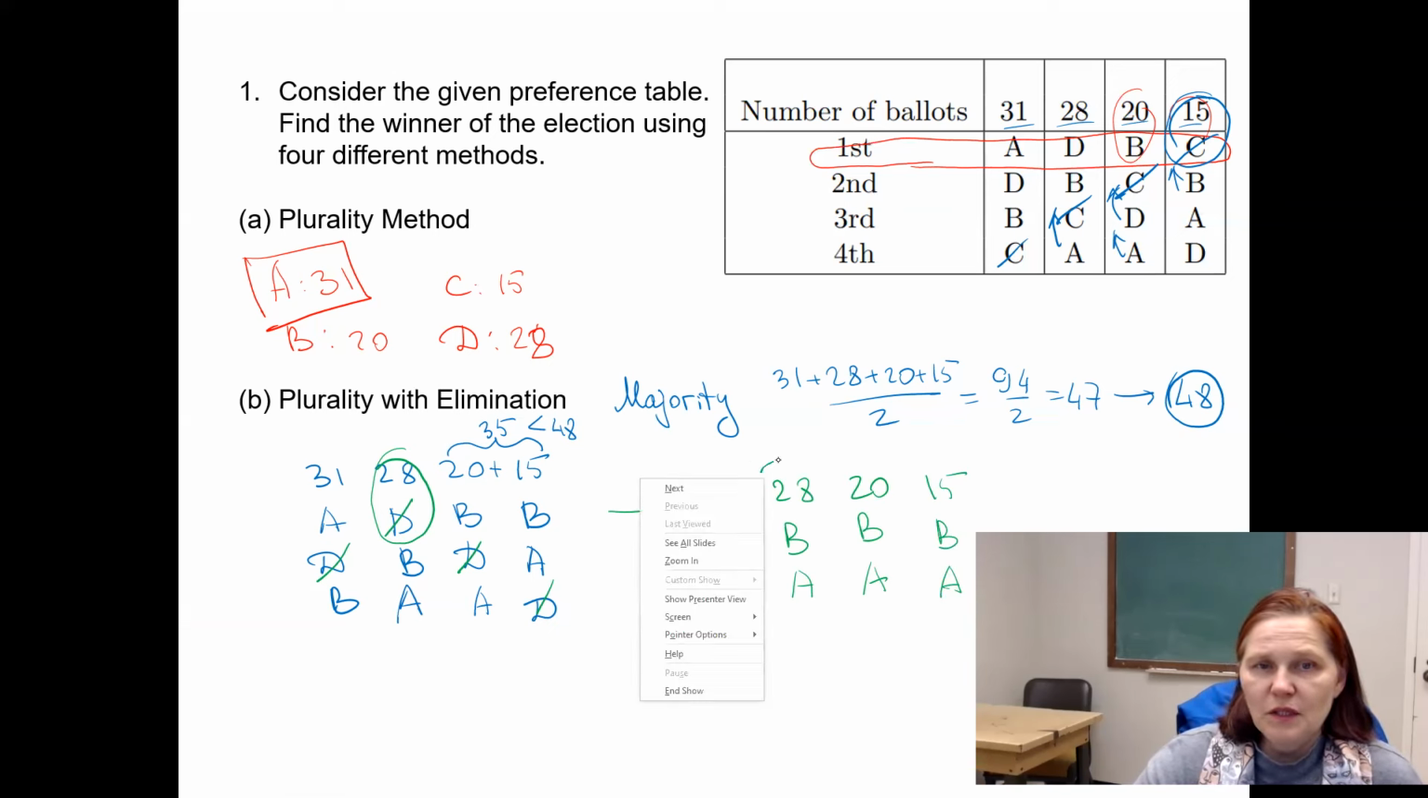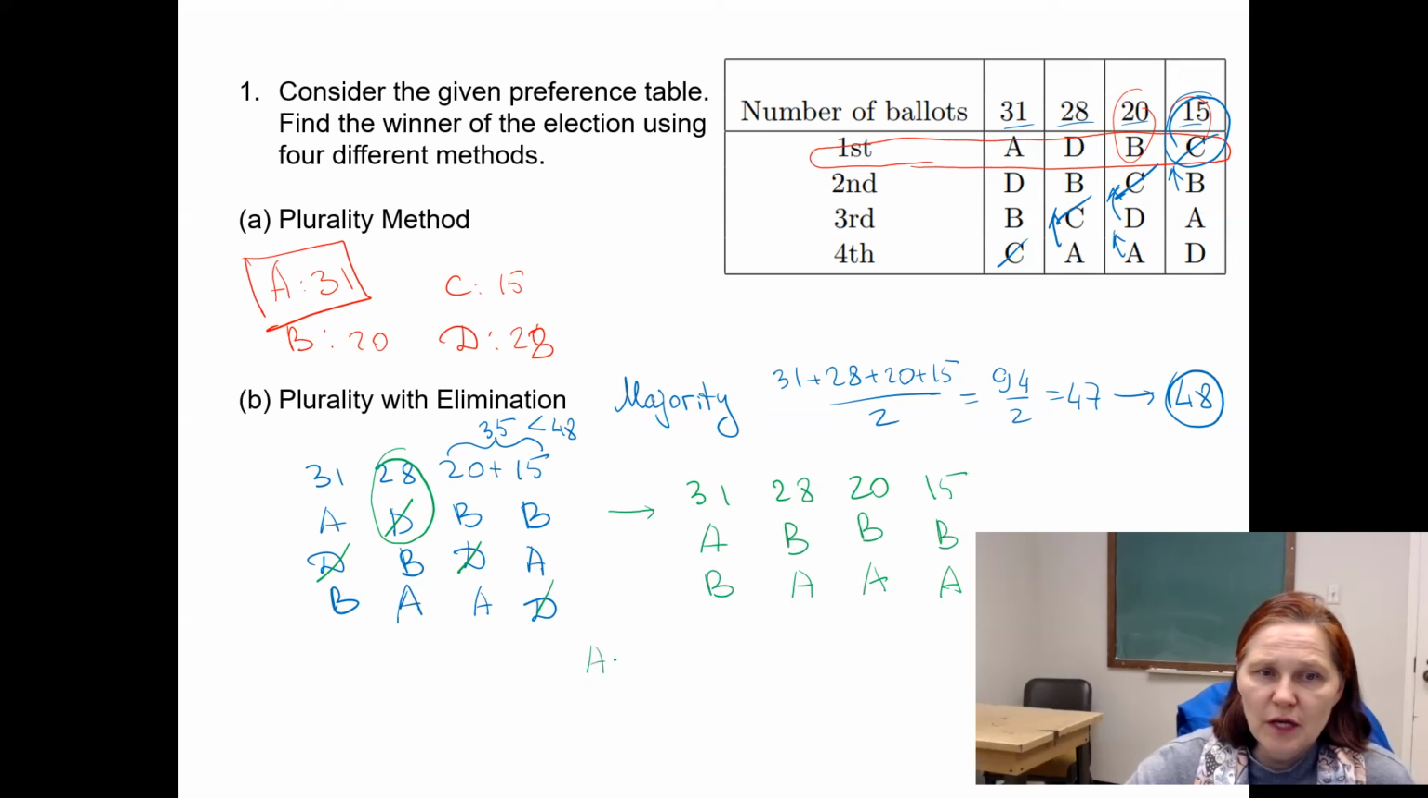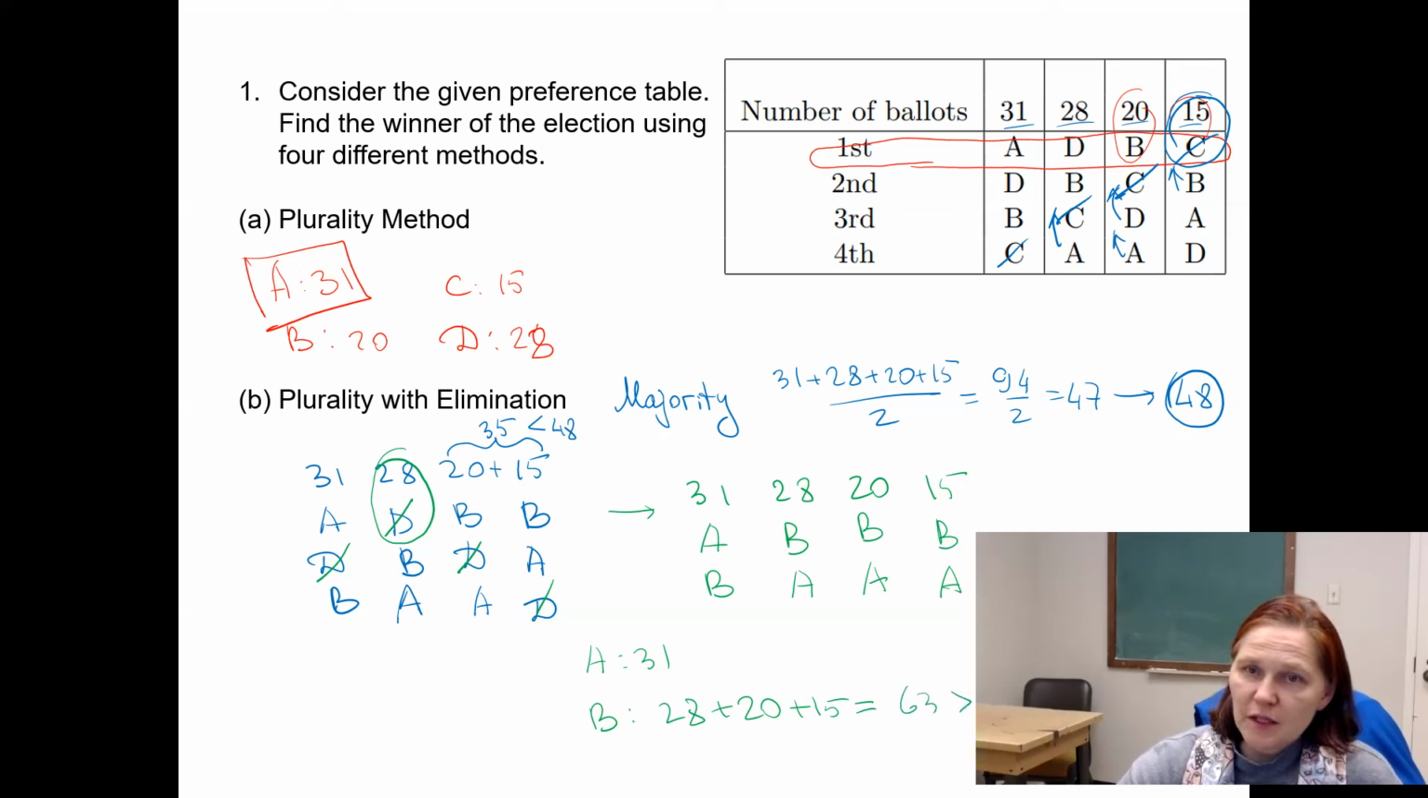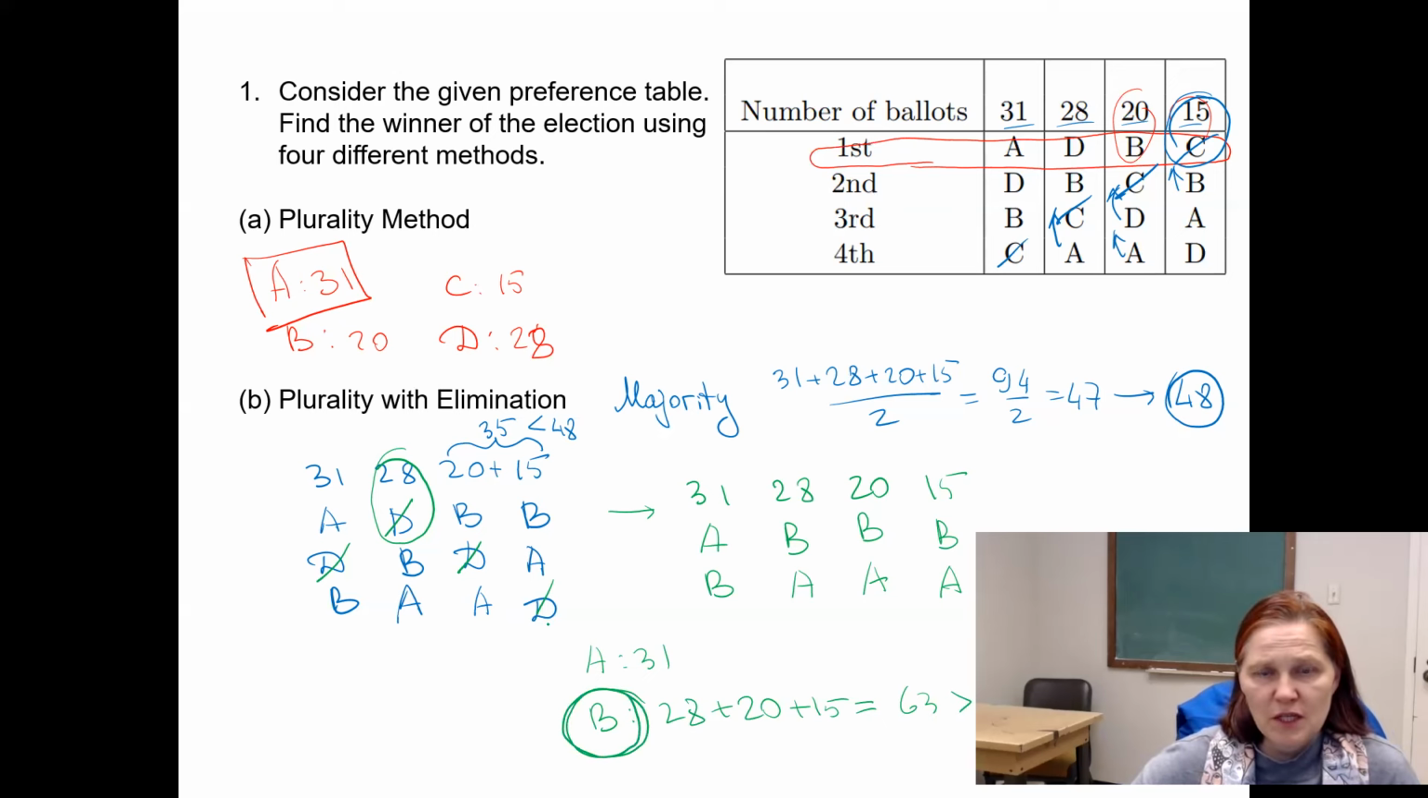Now B has 28 plus 20 plus 15 first places. So A has 31 and B has all the rest. 63 is greater than 48, of course, the majority. So B is the winner of the election by plurality with elimination.